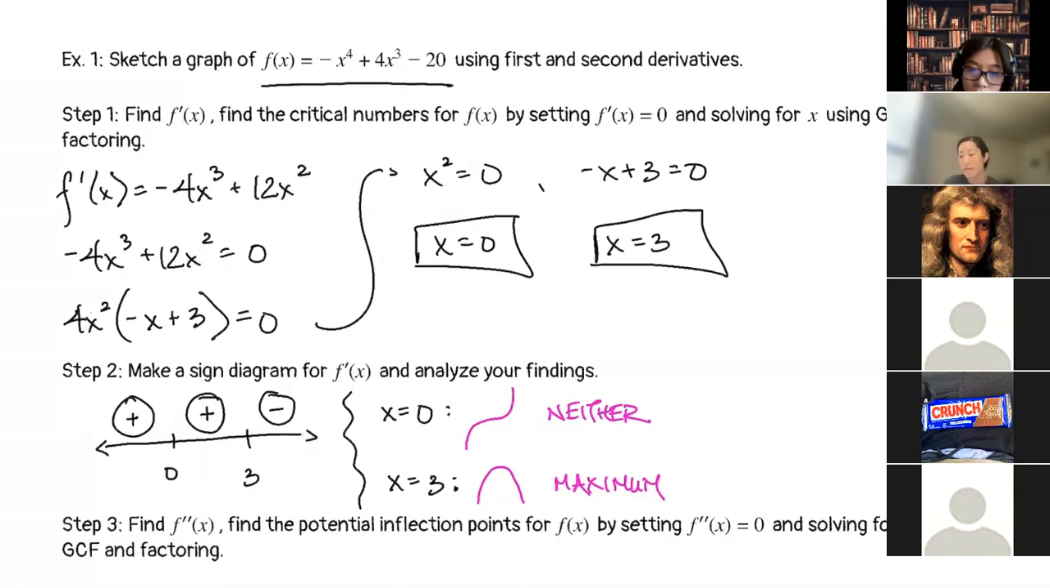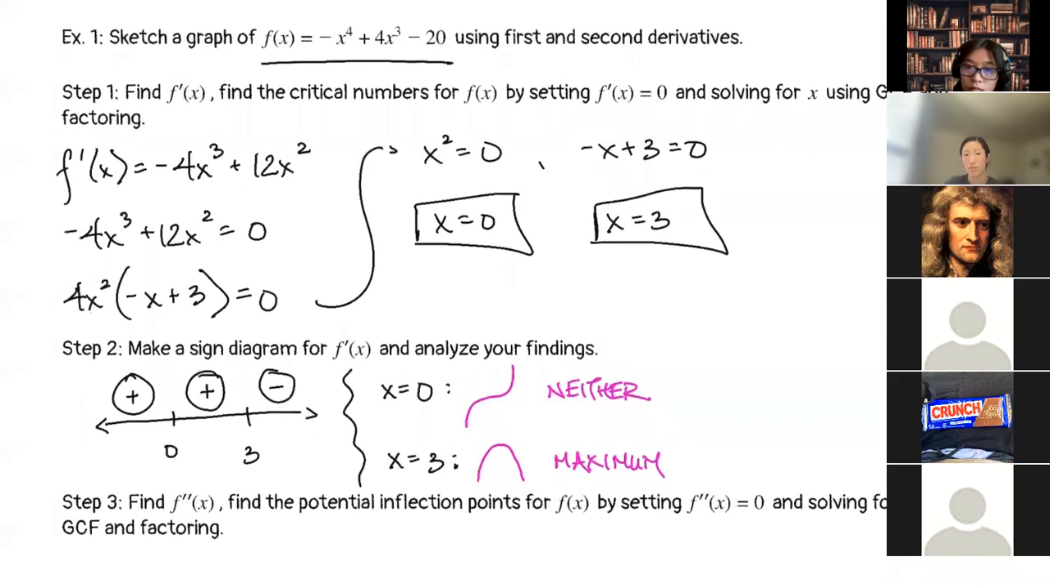And if I say explain your reasoning, I'm looking for you to say this is a maximum because the slope goes from positive to negative. Or this is neither because the slope goes from positive to 0 to positive. It doesn't have to be a long explanation, but you have to bring back some of that concept. All right. So now we know we've got a neither, we've got a maximum.